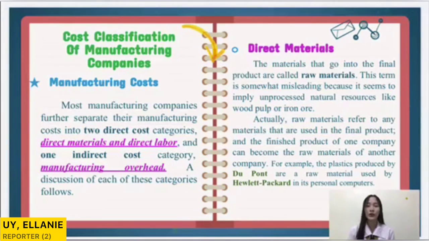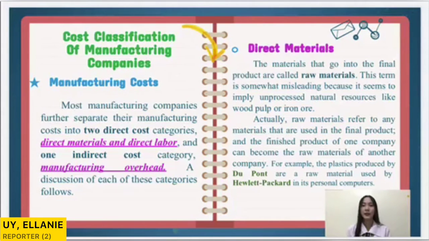cost classification in manufacturing companies. Manufacturing cost. Most manufacturing companies further separate their manufacturing costs into two direct cost categories, direct materials and direct labor, and one indirect cost category, manufacturing overhead. Now let me discuss direct materials.